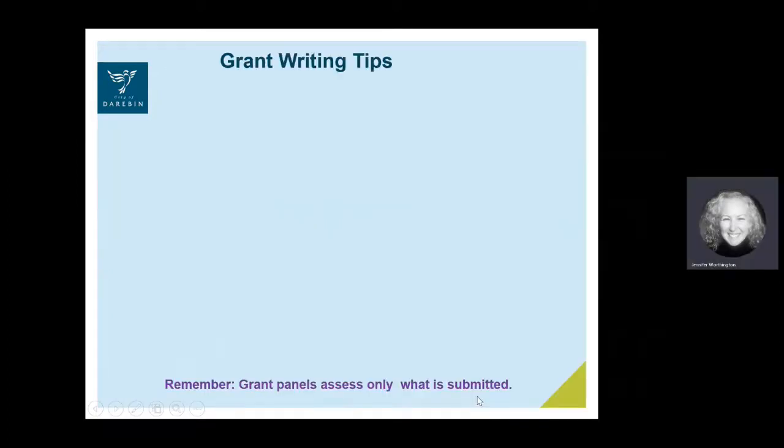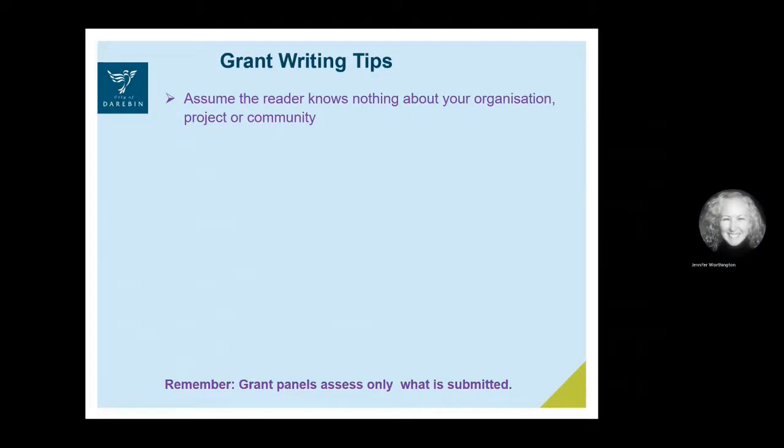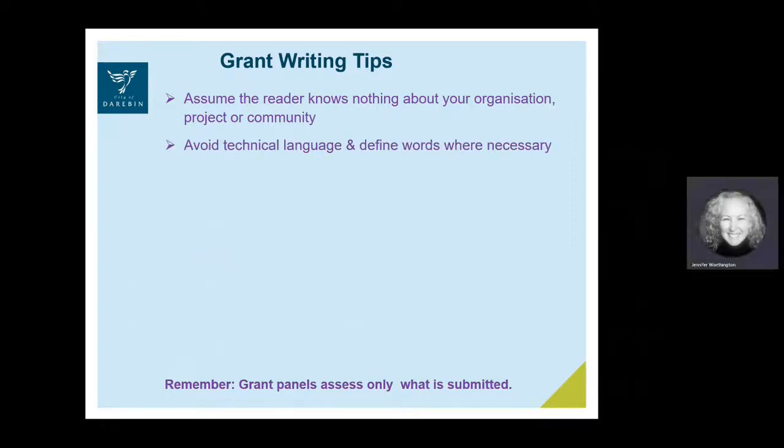So some grant writing tips. Assume the reader knows nothing about your organisation, project or community. Remember, your application is assessed by a panel and it's a combination of people which may not be familiar with your group. Avoid technical language and define words where you can. Spell out acronyms. So if you have a GHT or an ABN, all those things, unpack them. Give us the full name.